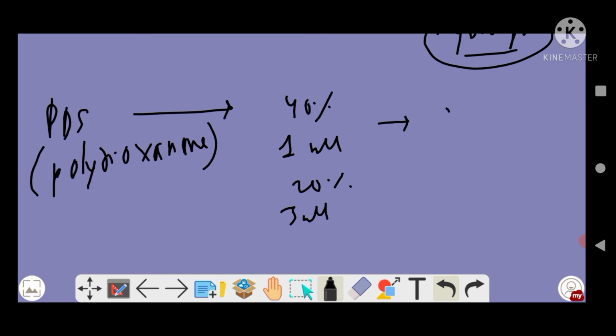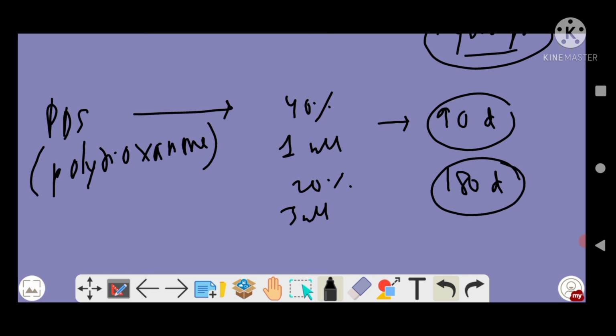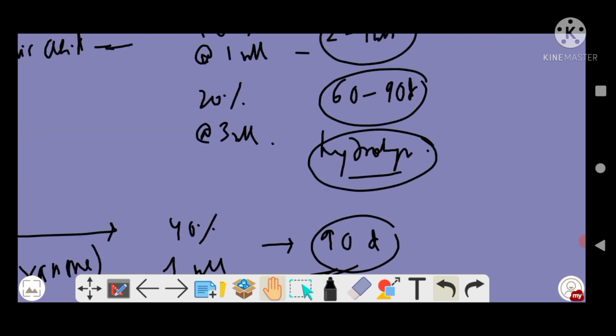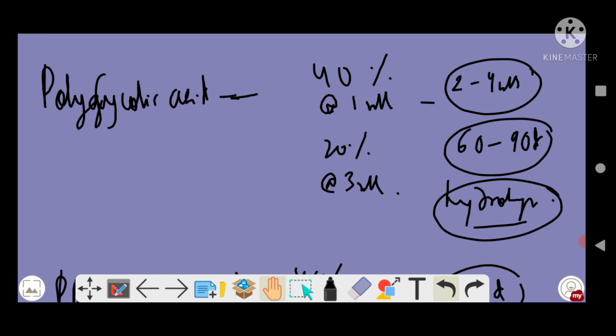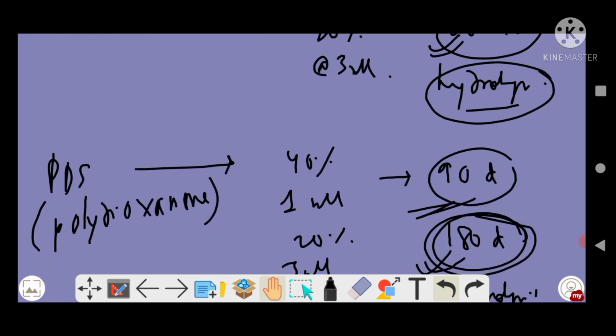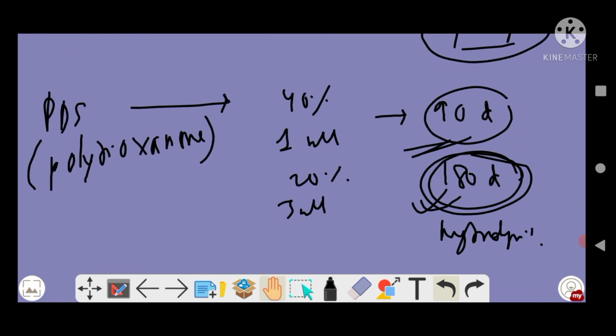So by 90 days absorption is almost complete, but for full completion I will go for 180 days, right? So it takes 180 days for full absorption. Again, mechanism is hydrolysis. So if you have to choose one answer, you will go with 180 days. Okay, but minimal is 90 days. All right, same with every suture I mentioned. This is your maximum value. So talking about polydioxanone, it takes 180 days for complete absorption by hydrolysis.